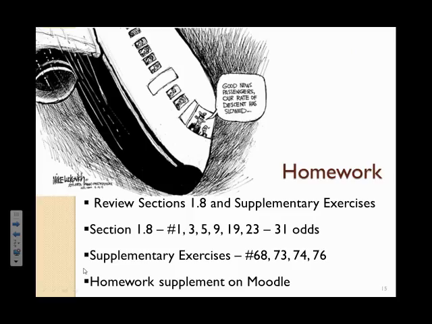Now, here's the homework. We're coming from section 1.8, and also a few extra supplementary exercises. If you look after section 1.8, you'll see the supplementary exercises, and I also have a homework supplement on Moodle. I've just found in the past that there's not quite enough practice for students to feel comfortable with the change in a function and how it applies. So I've added a few that will help you be more prepared for the exam, which is coming up soon. And again, this is on Moodle.